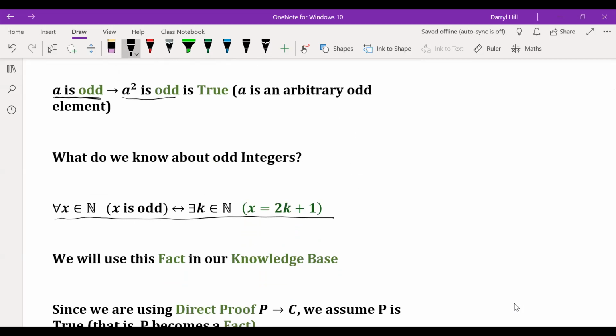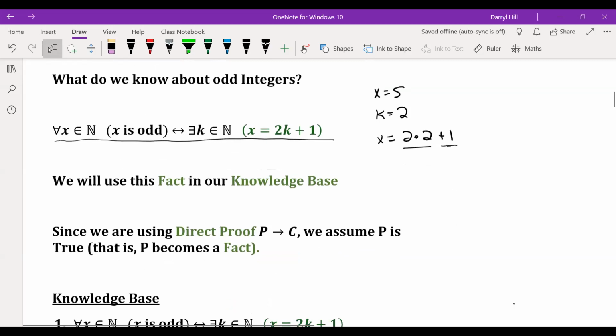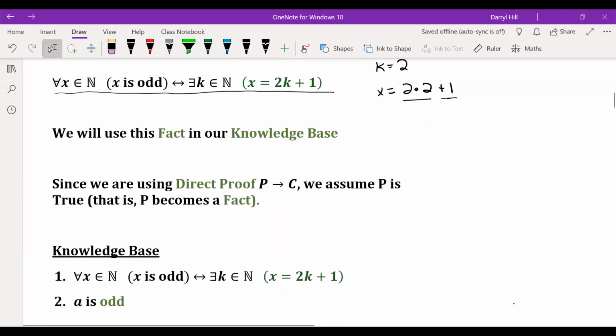For all x elements of the natural numbers, x is odd if and only if there exists a k such that x is equal to 2k plus 1. That sort of makes sense. If x was equal to 5, then k would be equal to 2, and x is equal to 2 times 2 plus 1. Anytime it's odd, we have some even number plus 1, so we can always express an odd integer in that fashion. We're going to use that as a fact in our knowledge base.